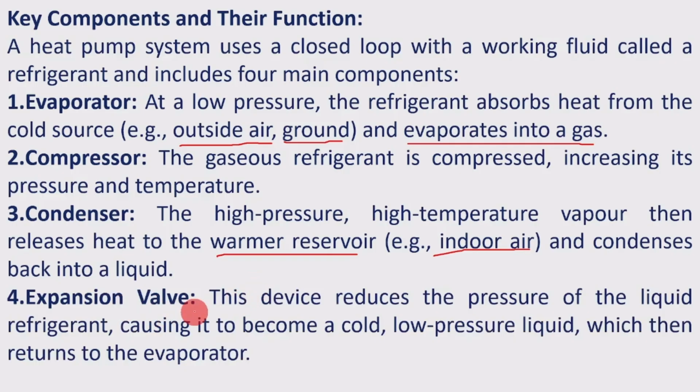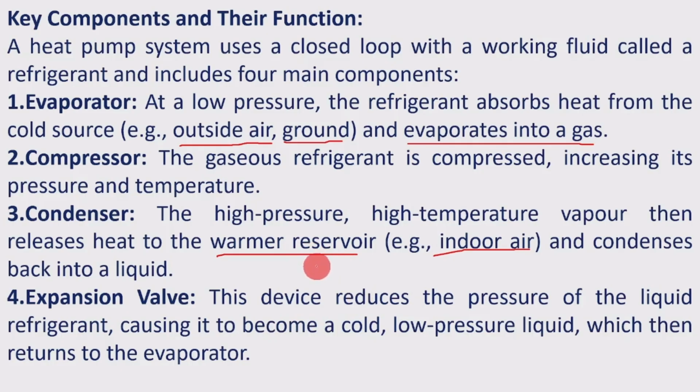Then the fourth one is the expansion valve. This device reduces the pressure of the liquid refrigerant, causing it to become a cold, low pressure liquid, which then returns to the evaporator to repeat the cycle. Hereby, through the four processes, the heat will be transferred from the low temperature reservoir to the high temperature reservoir.